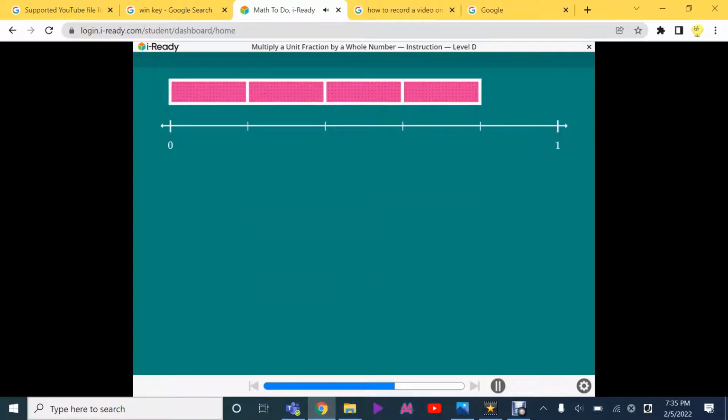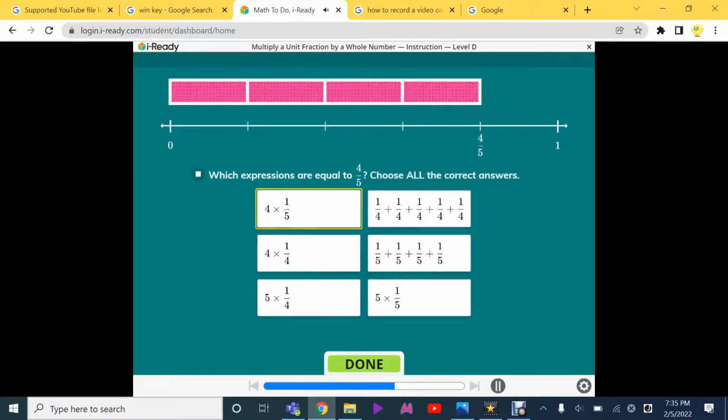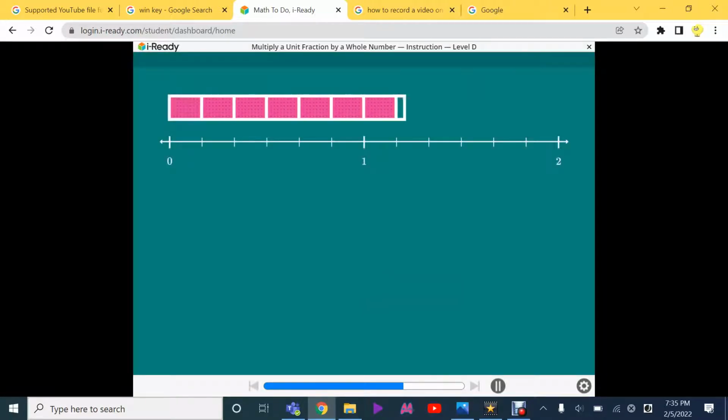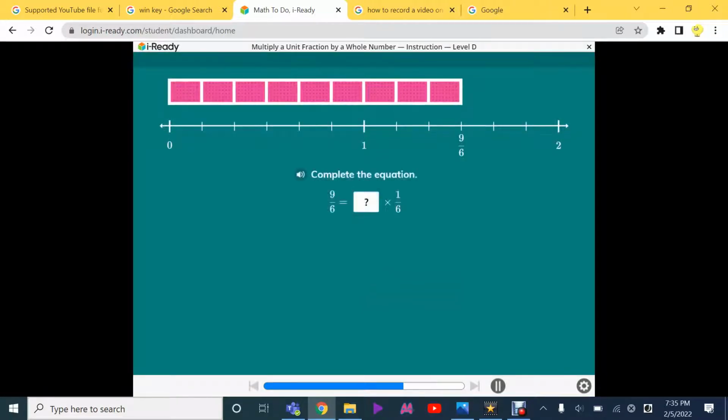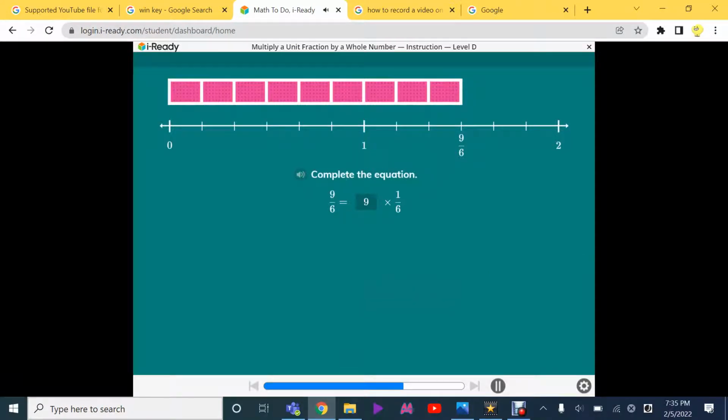The model shows 4/5. Which expressions are equal to 4/5? Choose all the correct answers. Complete the equation. Well done.